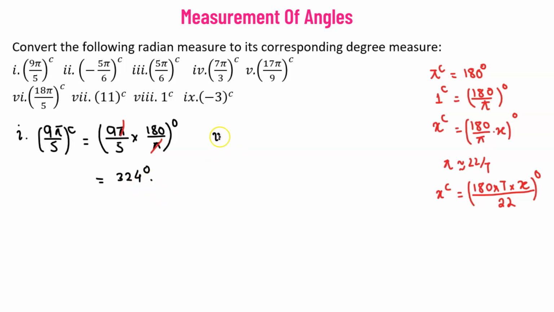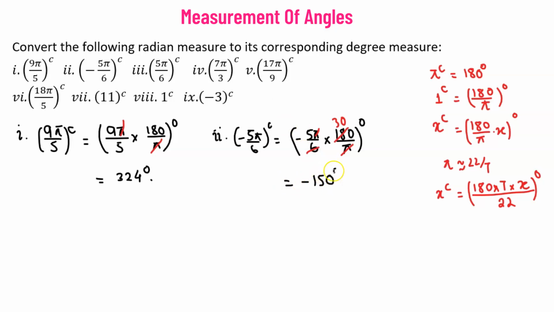Similarly, we can do number 2. In problem number 2, we have negative 5 pi over 6 radians. So we'll take negative 5 pi over 6 and multiply it with 180 over pi, and this will get converted to degrees. Here, pi and pi will get cancelled, and we know that 6 times 30 degrees is 180. So 30 times 5 is going to give us a final value of 150 degrees, and we also have a negative sign here. So this will be negative 150 degrees. This is going to be the degree measure of negative 5 pi over 6.